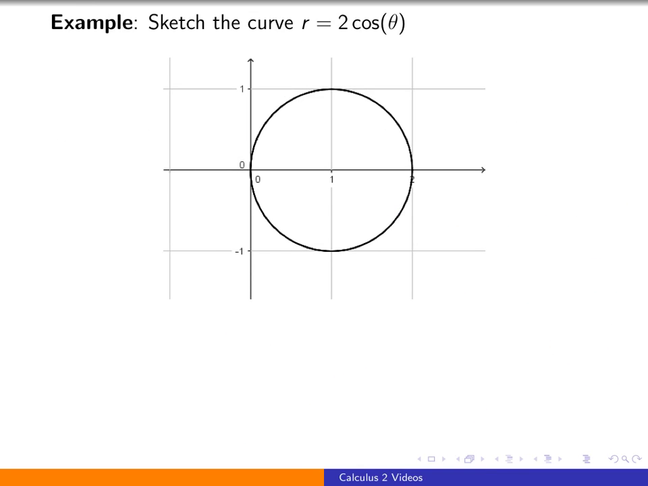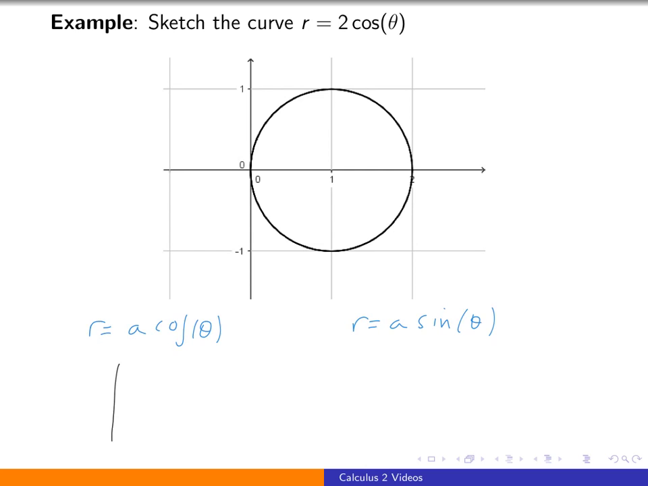And hopefully this gives us a slightly cleaner looking version of this graph. So r equals 2 cosine theta is a circle of radius 1 centered on the x-axis at this point (1, 0). And this might make you wonder, in general, do we know what r equals a cosine theta will be? Or maybe r equals a sine theta as well.